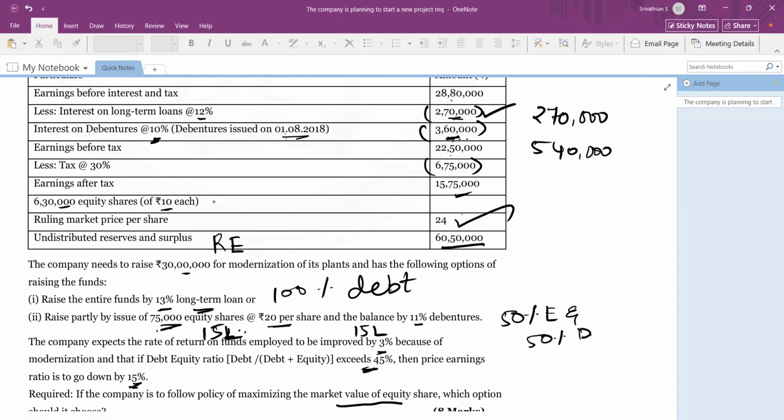And under option 1, the company has raised an additional capital of how many rupees? 3 million rupees in the form of a 13% long-term loan. So the company has to pay 13% interest on this 3 million also. So what is 13% of 3 million? We get 3,90,000. So this is the additional amount of interest that the company has to pay under option 1.